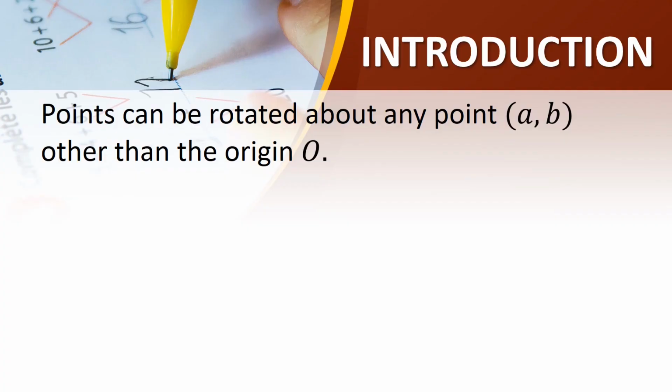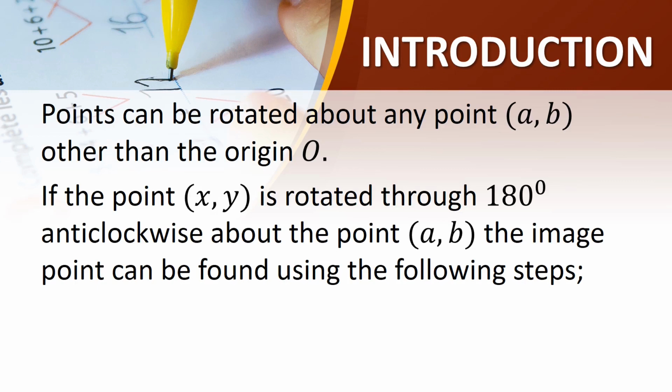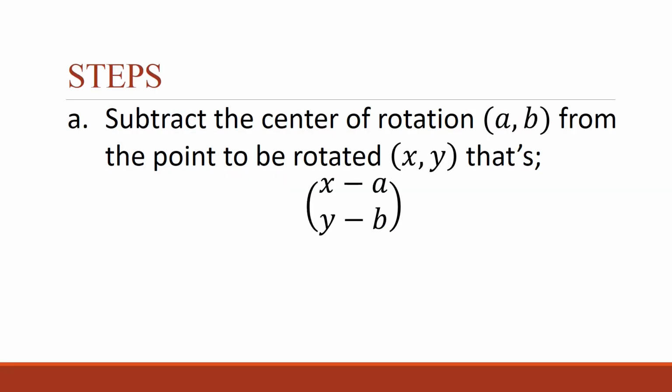Let's take note that it is possible for points to be rotated about any point (a, b) other than the origin. If the point (x, y) is rotated through 180 degrees anticlockwise about the point (a, b), the image point can be found by using the following steps. Step A. We subtract the center of rotation (a, b) from the point to be rotated (x, y), that is x minus a and y minus b.